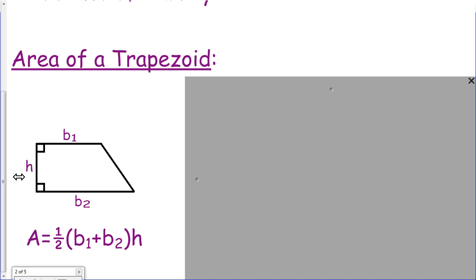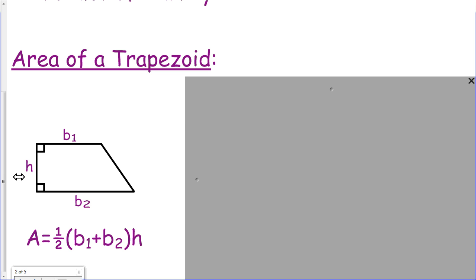So down below there I have our formula for the area of a trapezoid is 1/2 the quantity B1 plus B2 times H. In other words, it's the average of the bases, B1 plus B2 divided by 2 in essence, times the height. All right, so there's our formula for how we are going to calculate the area of a trapezoid.